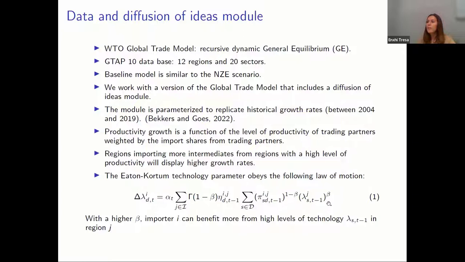So in other words, if beta, for instance, is equal to zero, then the destination country would not benefit at all from the technology of the source country. So this is the way that the diffusion of ideas is modeled through trade, through trading intermediates.